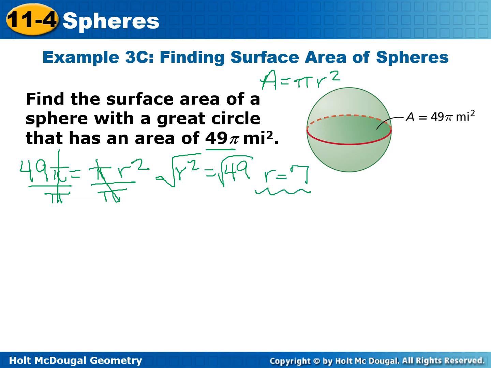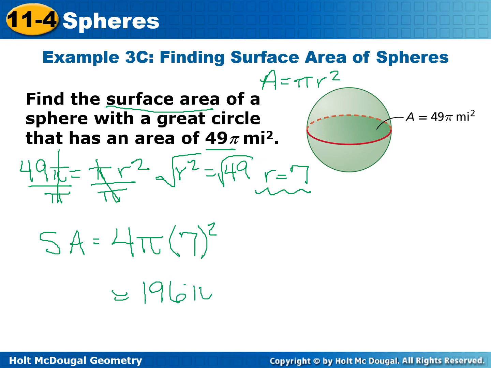So now that I have found r, I can find the surface area using the surface area formula, 4 times pi times the radius squared. And that's going to give me 7 squared is 49 times 4 is 196 pi, and that is measured in miles squared.